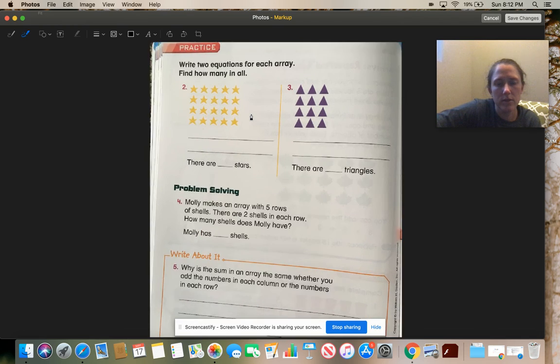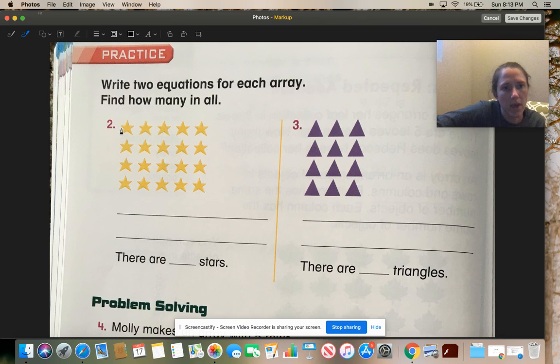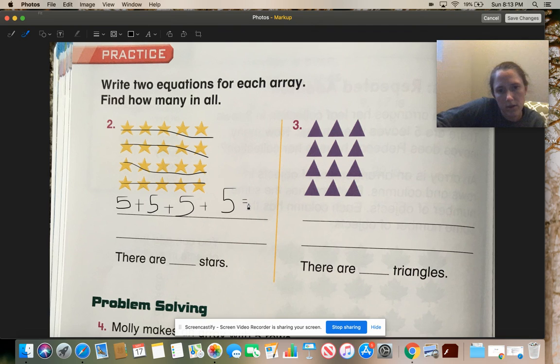We have to write 2 equations for each array. So remember how we talked about we could say we have 1, 2, 3, 4, 5. We could have 5 plus 5 plus 5 plus 5. So that's 1, 2, 3, 4, 5. So I could add 5 plus 5 plus 5 plus 5 equals, well, what is 5 plus 5 plus 5 plus 5? Well, let's count by 5s. 5, 10, 15, 20.